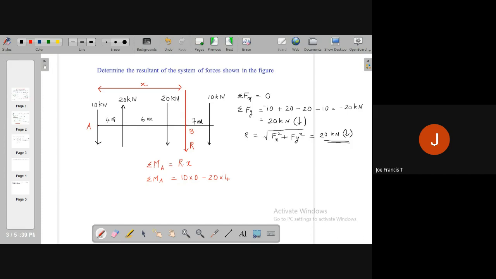You go to the third force, this 20 kilonewton. The moment due to that 20 kilonewton will be 20 into 10. 6 plus 4 is 10. Now what will be the direction? This 20 kilonewton will be causing a clockwise moment at A. So this will be minus. This was anti-clockwise, no? So this is positive, sorry. This was positive. This is producing anti-clockwise, so positive. This is clockwise, so negative. Now we come here, 10 kilonewton force.